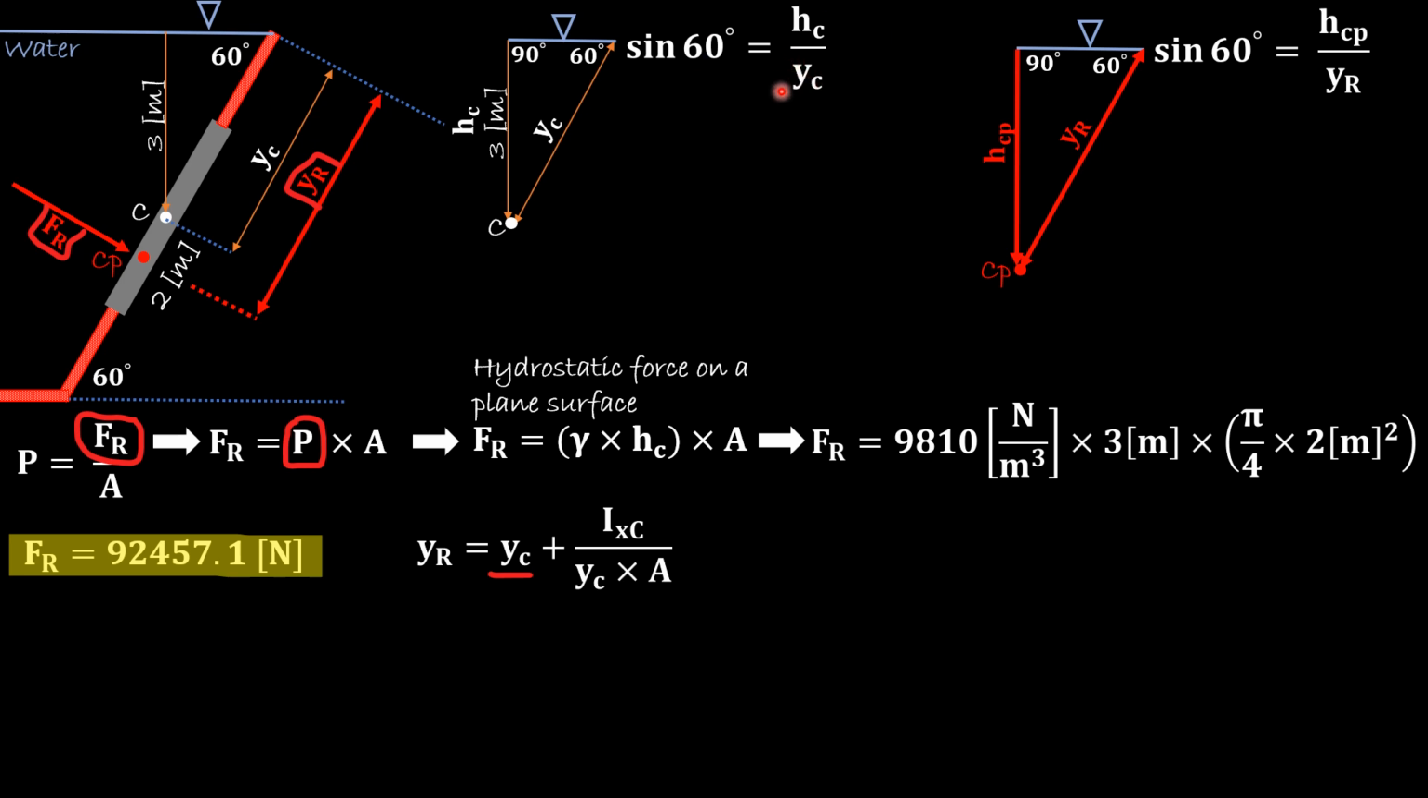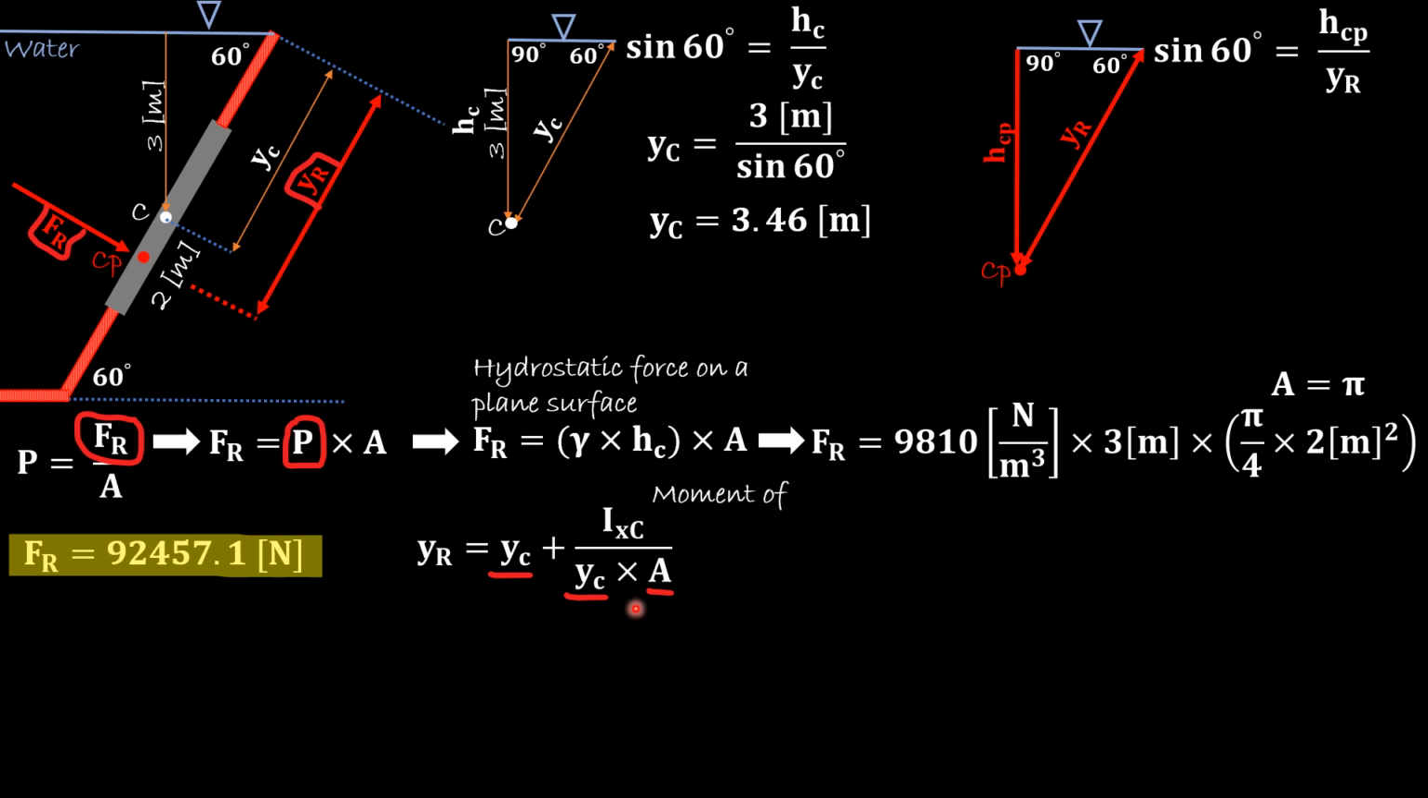So in this case, y sub c, we can find from this expression. y sub c will be 3 meters over sine 60, so y sub c will be 3.46 meters. So we found y sub c. What else do we need? Area. We already know the area: 2 squared, the 4 cancels the 4, so the area will be pi. So we have the area. So what is I x sub c? The I x sub c is the moment of inertia about the x-axis through the center.